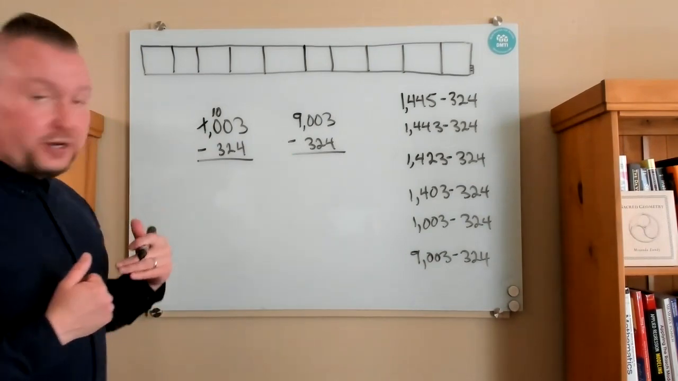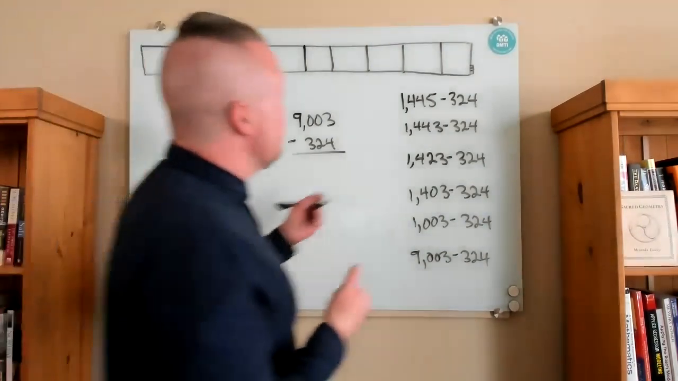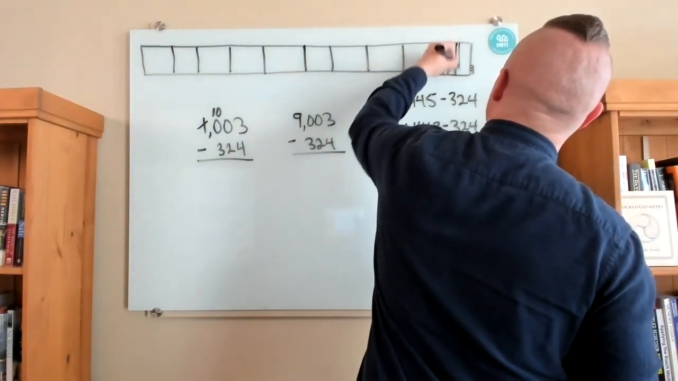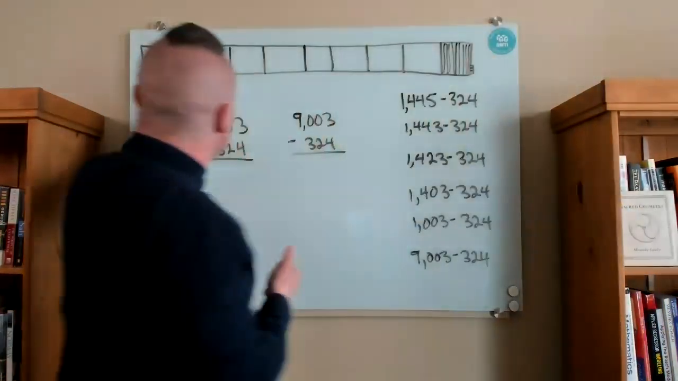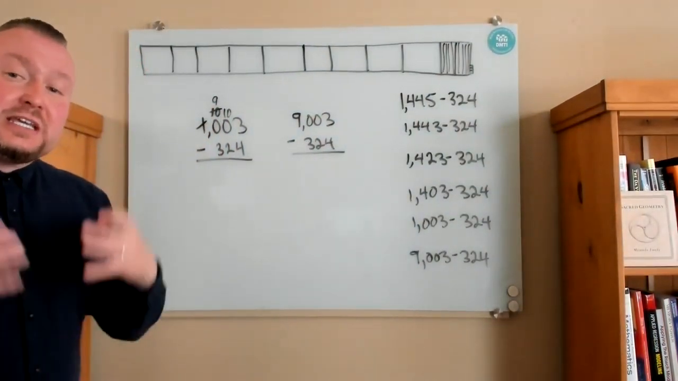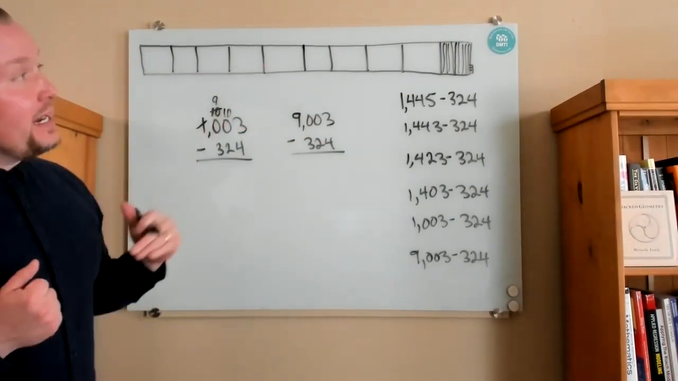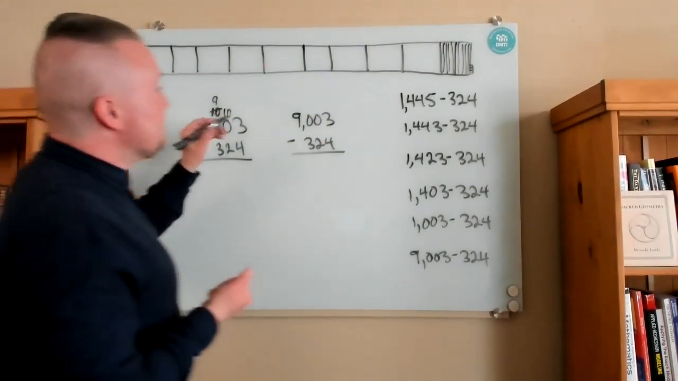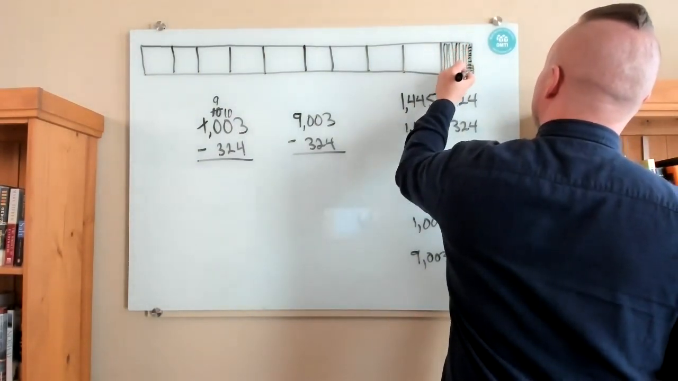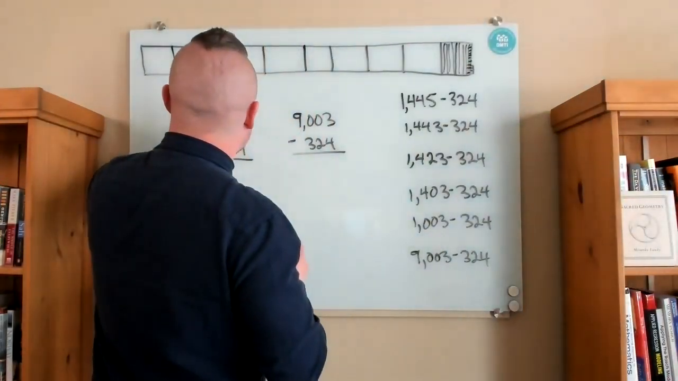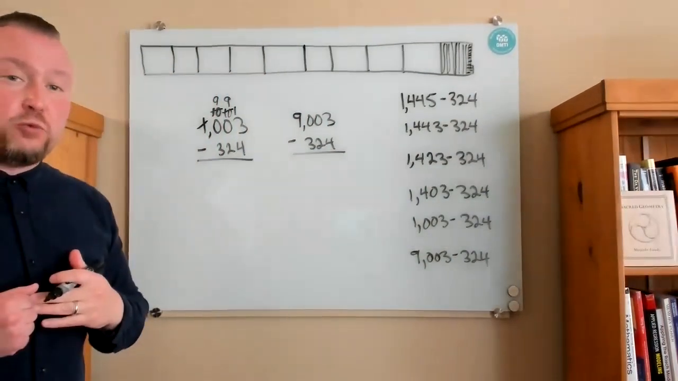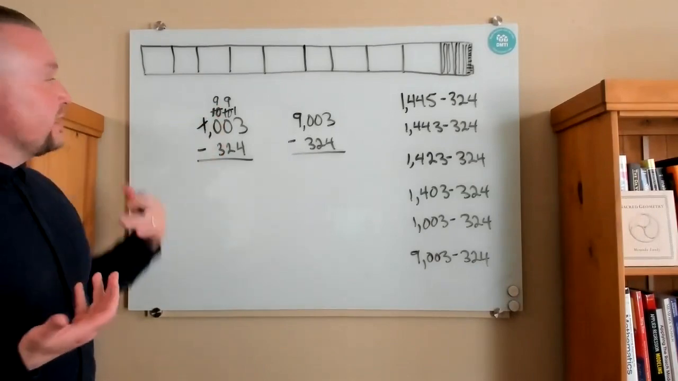Now, I can use my hundreds to get 10 units of 10. So I'm going to decompose 1 unit of 100 into 10 units of 10, because my ultimate goal is to get 10 units of 1. Now that I have 10 units of 10, I can decompose one of them into 10 units of 1, and now I actually have 13 units of 1. Then I can go through and I can complete the subtraction.